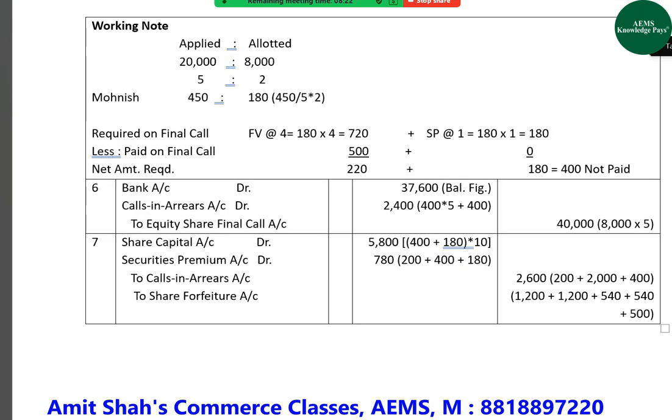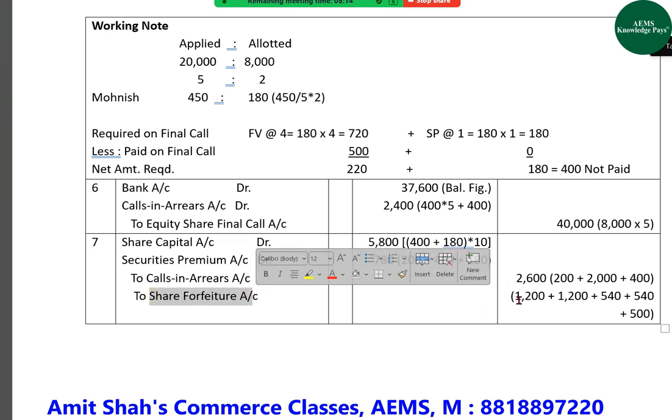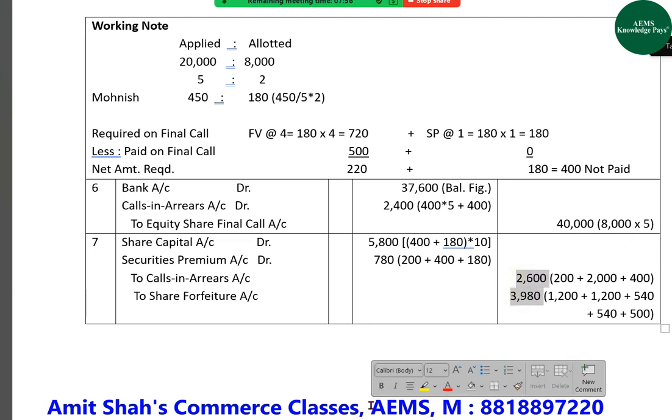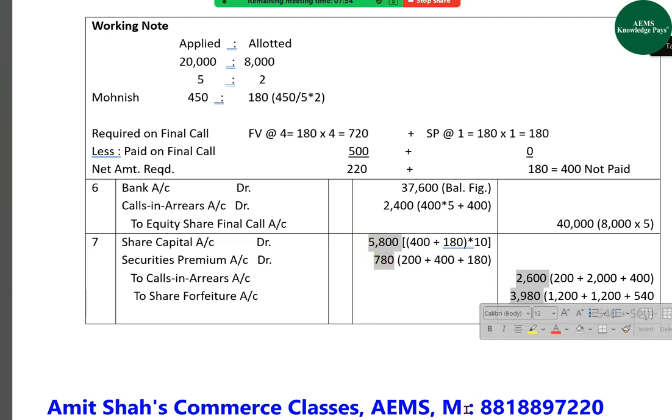It means the total amount that we have adjusted out of the money received from these two shareholders towards face value is 2400 plus 1580, that is 3980. So with this, here the total is 2600 plus 3980, that is 6580, and here also we have 6580 on the debit side. Did you understand this or not? Yes, sir.